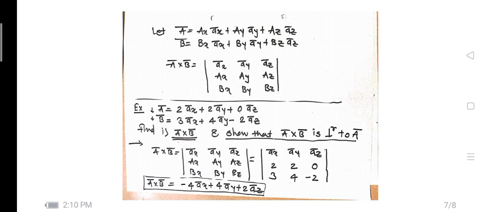Now let us solve one example on this. Suppose we are having two vectors, a bar is equal to 2 a bar x plus 2 a bar y plus 0 a bar z, and b bar is equal to 3 a bar x plus 4 a bar y minus 2 a bar z. One more thing, you should show that this a bar cross b bar is perpendicular to a. So for that, first of all, find out the cross product between a bar and b bar. By using the definition and putting the values, we get a bar cross b bar is equal to minus 4 a bar x plus 4 a bar y plus 2 a bar z.